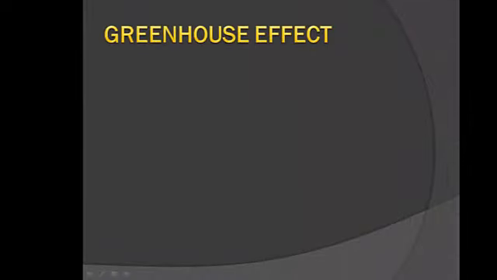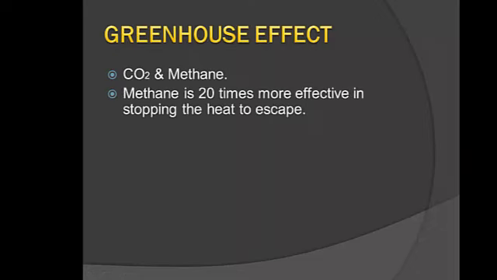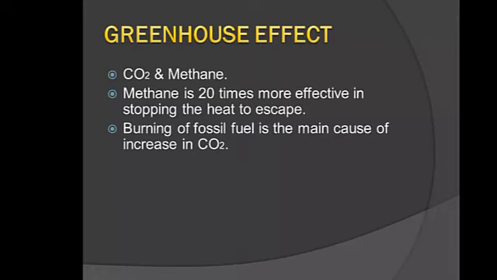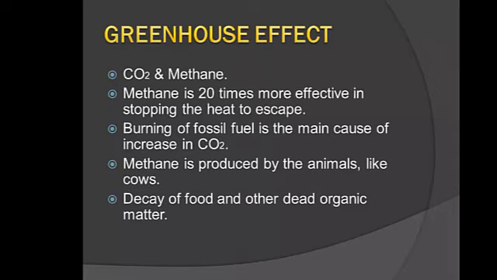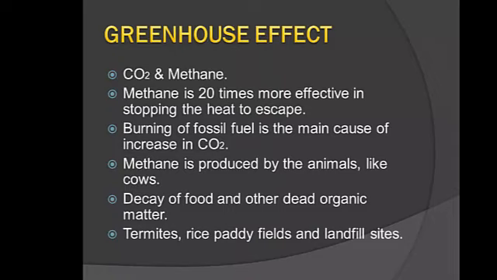The greenhouse effect is mainly caused by carbon dioxide and methane gas. Methane is more effective in trapping heat in the atmosphere as compared to carbon dioxide. Carbon dioxide is increased in the atmosphere due to the burning of fossil fuels, as explained earlier. Methane is produced as a byproduct of digestion by animals like cows. Other than that, decaying food and other dead organic material also release methane gas. Termites also release a little amount of methane as a byproduct of their digestion, along with rice paddies and landfill sites.